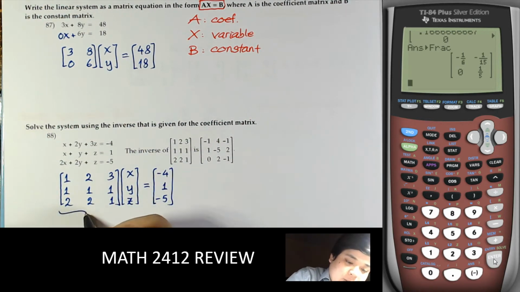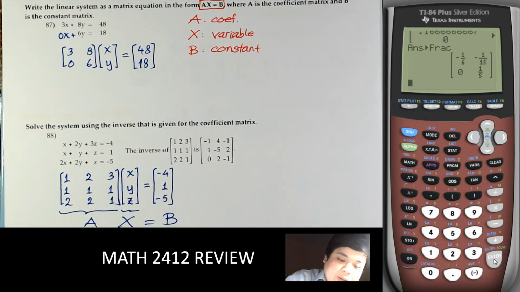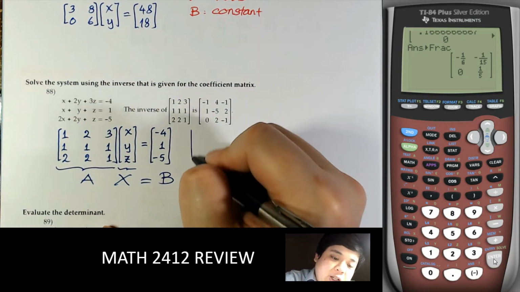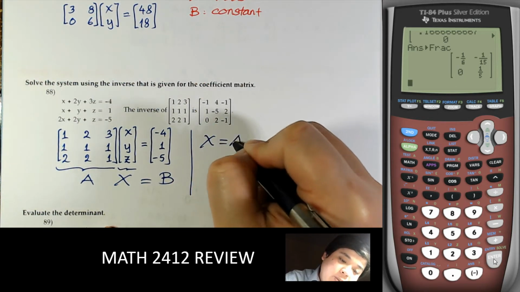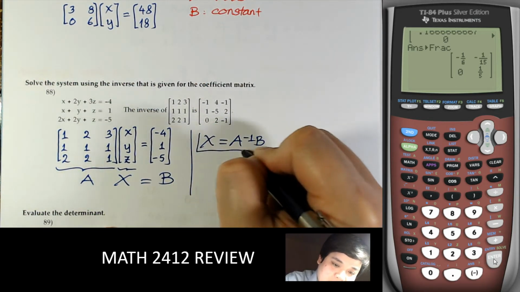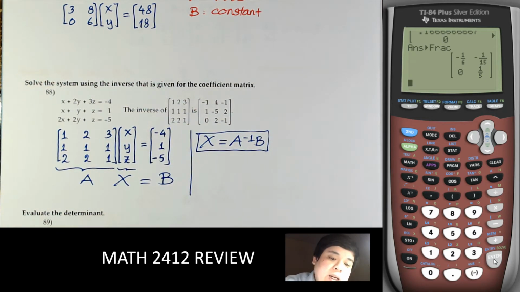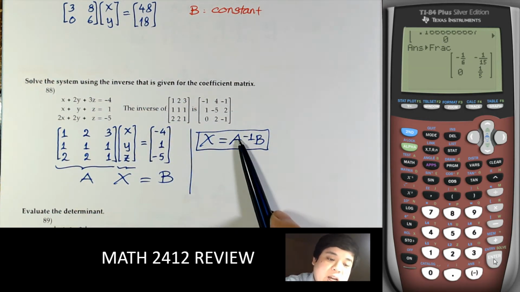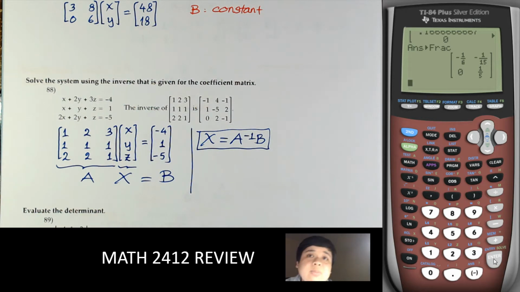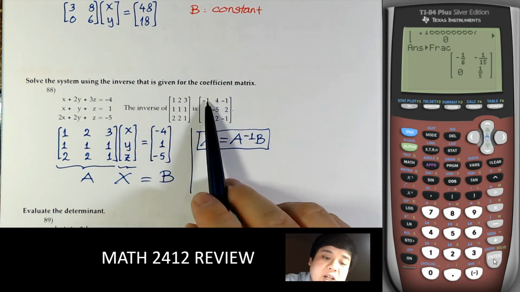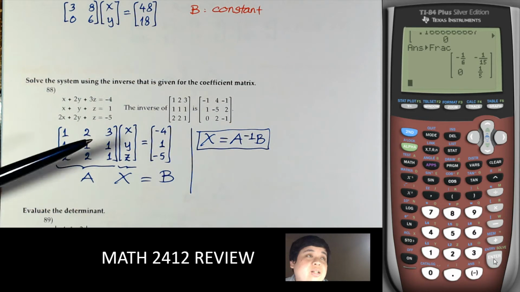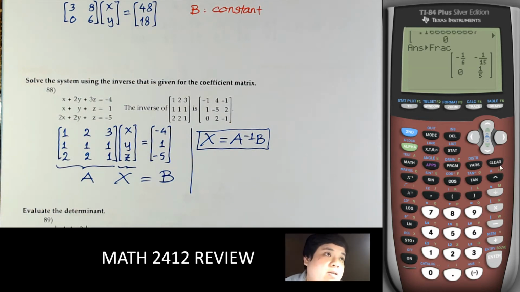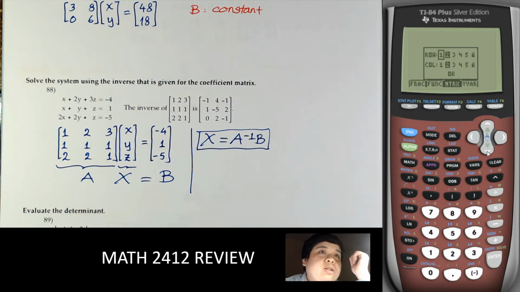And that is the matrix equation. We have AX equal to B. Now if AX equal to B, then X equal to A inverse B. So we just take the inverse of matrix A times B. That's why the inverse is given. We don't even need that if we have the calculator. Again, alpha zoom, this time the 3 by 3.